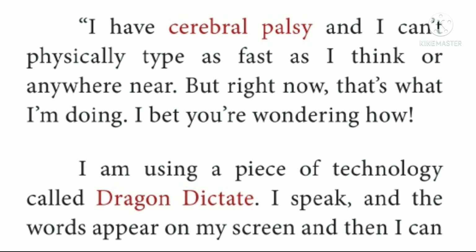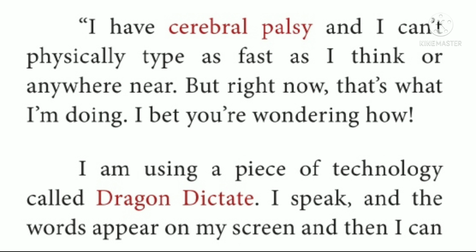Here we are going to see about the technology named Dragon Dictate and how it helped Alicia. Alicia says that she cannot physically type as fast as she thinks or anywhere near because she has cerebral palsy. Using a piece of technology called Dragon Dictate, when she speaks, the words appear on her screen and then she prints them out.